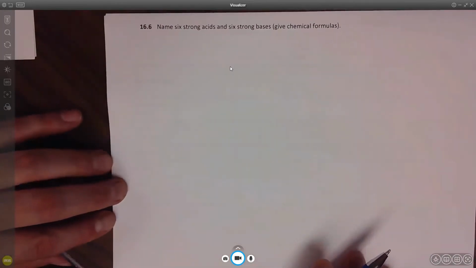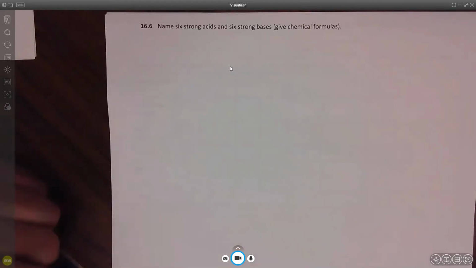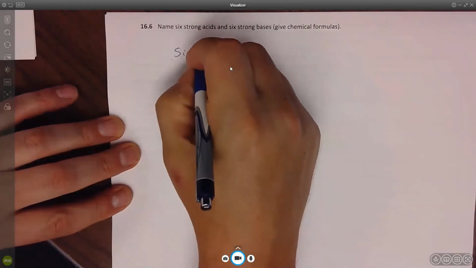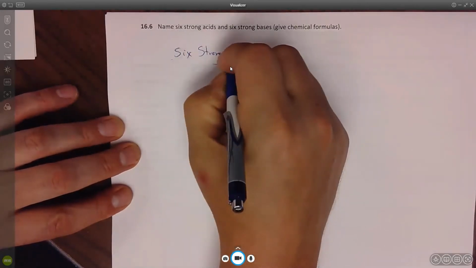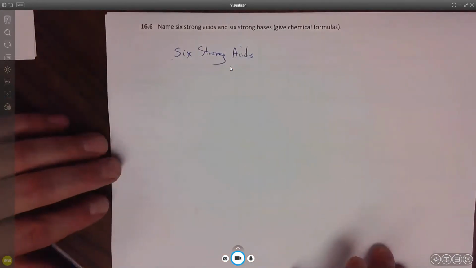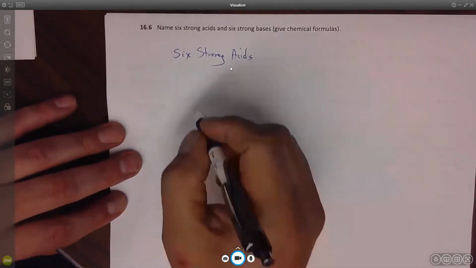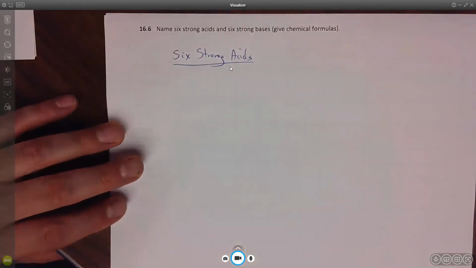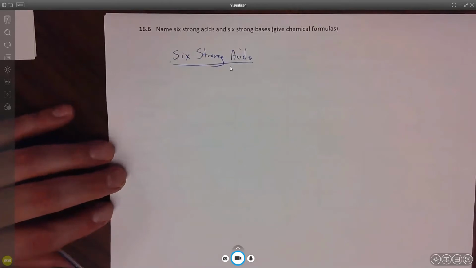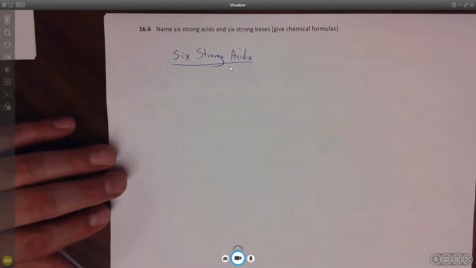Okay, let's try another. It wants us to name the 6 strong acids and bases and give their chemical formulas. So, Kaylee, what are my 6 strong acids? Again, these are the tables that you must know. This is stuff that you should have known already from Chem 110. What are my 6 strong acids?